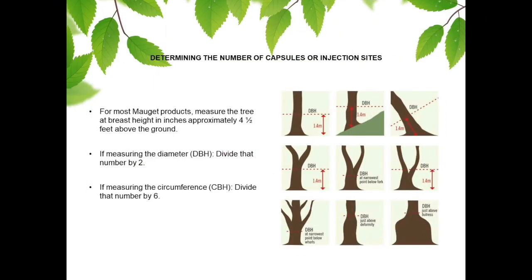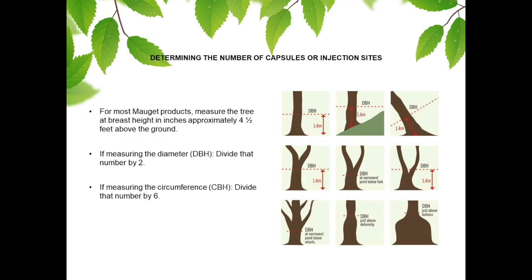Determining the number of capsules or injection sites. For most Mauget products, measure the tree at breast height in inches, approximately 4.5 feet above the ground. If measuring the diameter, dBH, divide that number by 2. If measuring the circumference, cBH, divide that number by 6. If the measurement results in an odd number, round up to the higher number of capsules. For example, if the dBH is 21 inches, you would use 11 capsules.